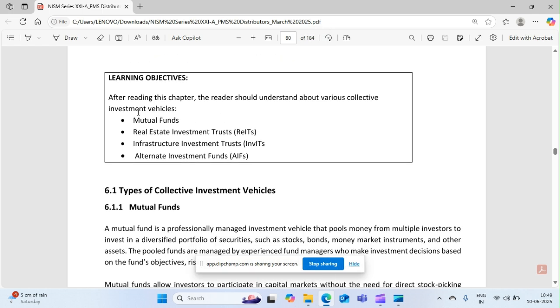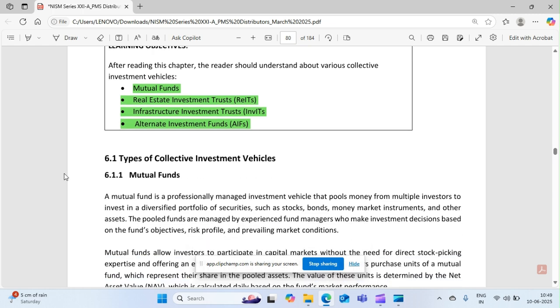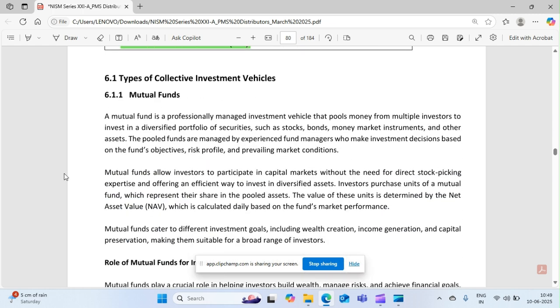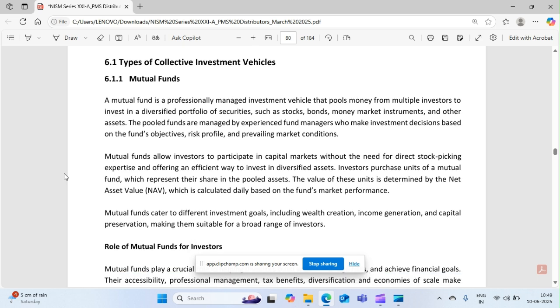As the learning objective itself says, this particular chapter has four types of collective investment vehicles that we are going to discuss. They are mutual fund, real estate investment trust, infrastructure investment trust, and alternative investment fund. Out of these, I'm sure you have already heard and read about mutual fund and maybe others also. So, mutual fund is a type of collective investment vehicle.